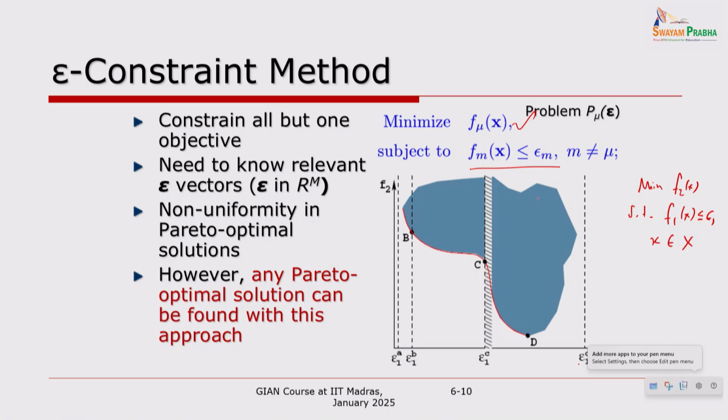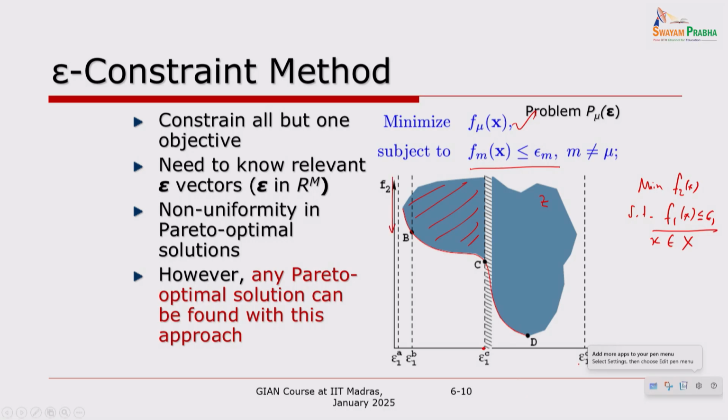So here is my feasible Z. Now I come and put a constraint on f1 saying f1 should be less than or equal to epsilon 1, which means only this part is feasible now because I have added this constraint. Now I am minimizing f2. So what value am I going to get?